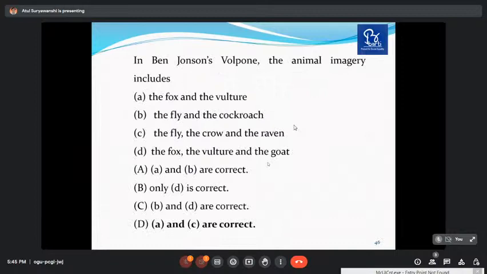In Ben Jonson's Volpone, the animal imagery includes what exactly? The D option is correct. A and C are correct options. So the A, the fox and the vulture, and the C is the fly, the crow, and the raven.